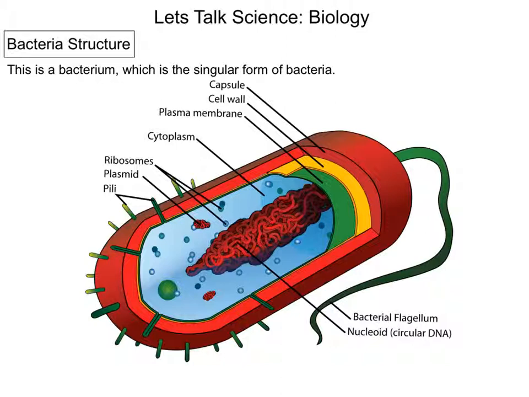Now you have the outer parts of the cell. Over here, the capsule, cell wall, and plasma membrane. They all help control the movements of nutrients and wastes in and out of the cell. And over here, bacterial flagellum, this long whip-like thing, helps bacteria move and sense its environment.